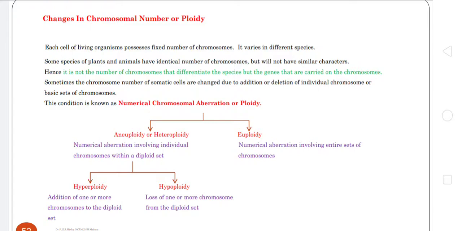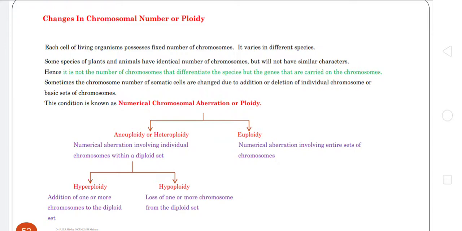Different plants and animals may have an identical number of chromosomes, but they don't have similar characters. Though we human beings all have 46 chromosomes, whether we are cloned, no, everyone has different physical, morphological and behavioral expression. So this is based upon the expression of the chromosomes, which is different for different species, and these are expressed based upon the chromosomal characters.